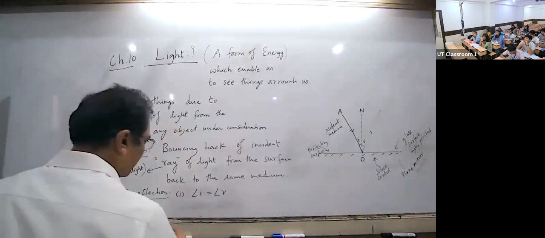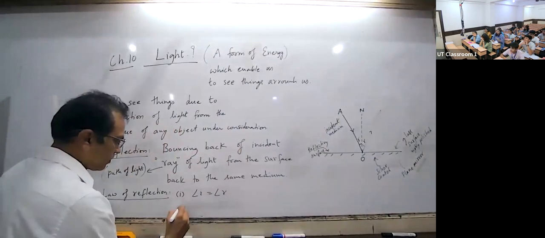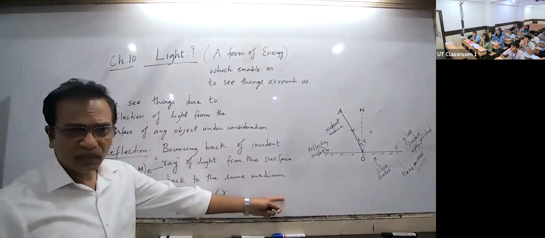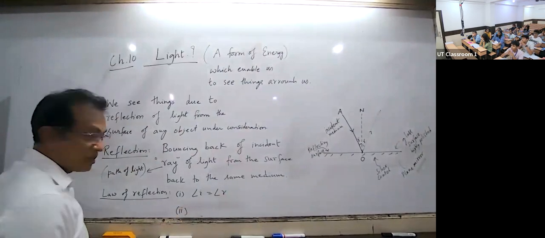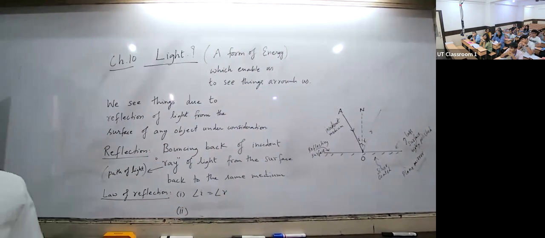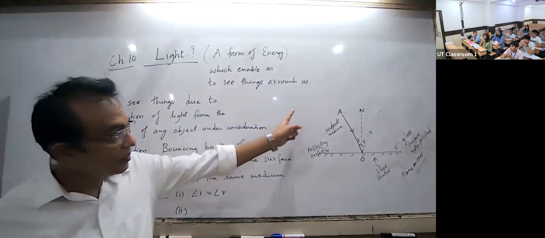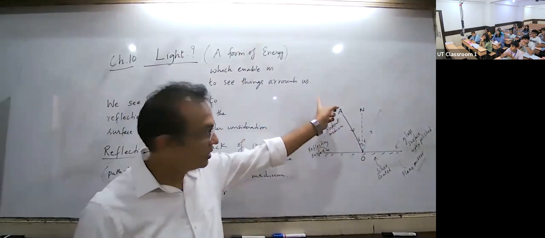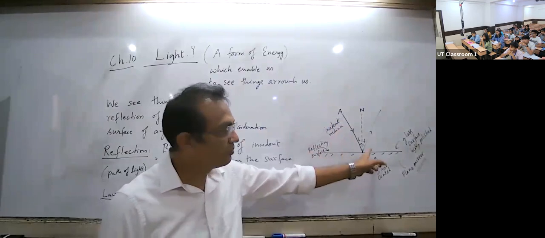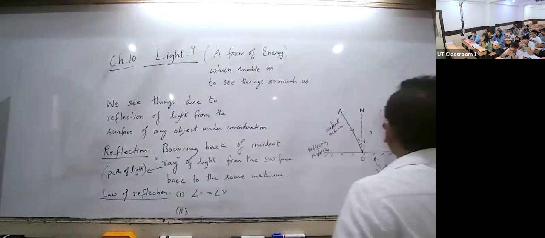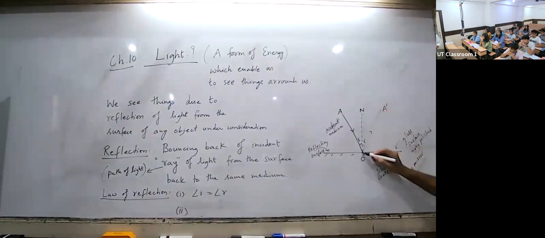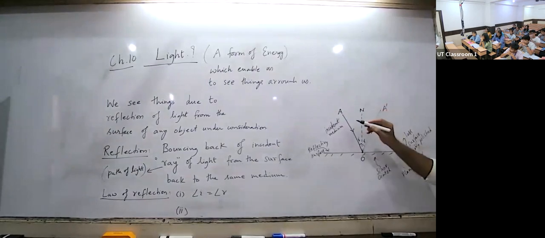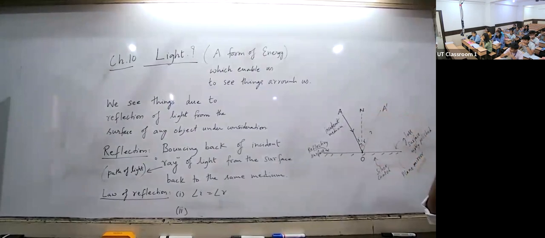What is the next part? Do I need to elaborate it? Angle of incidence is equal to angle of reflection. You understand, right? Now, what is the second part of the law? The incident ray, the reflected ray, A dash, and the normal at the point of incidence lie in the same plane. See the diagram. Okay, now what does it mean? Can anybody explain?